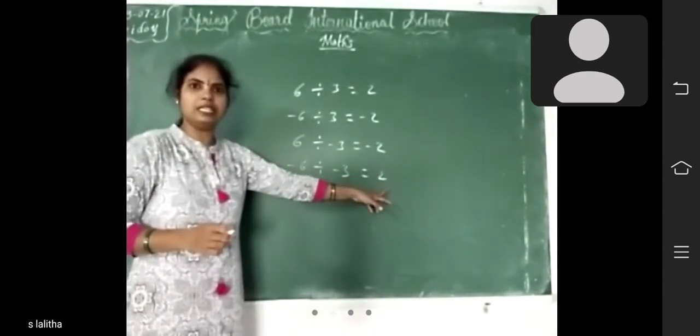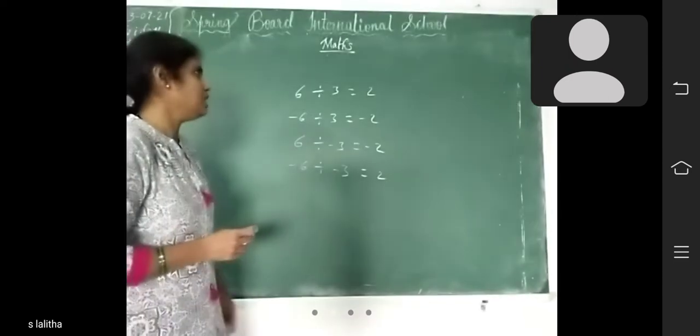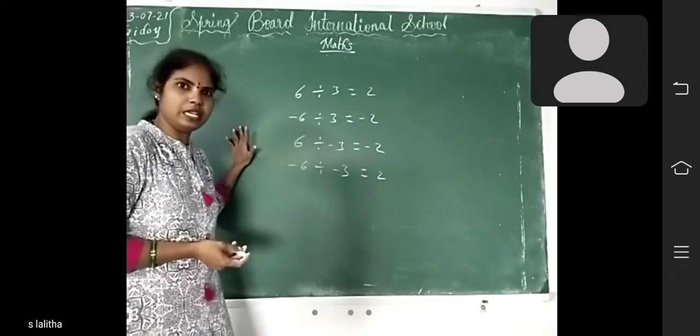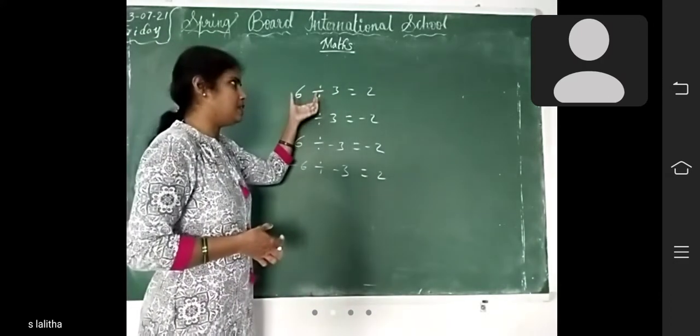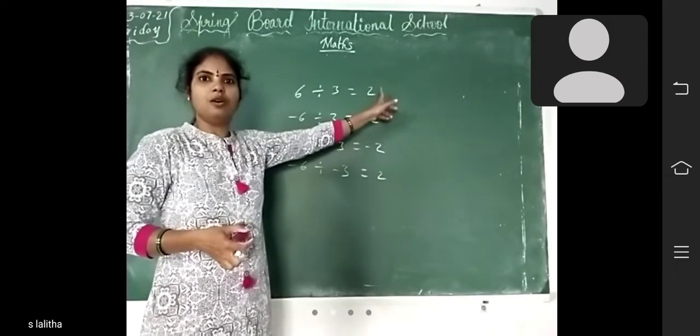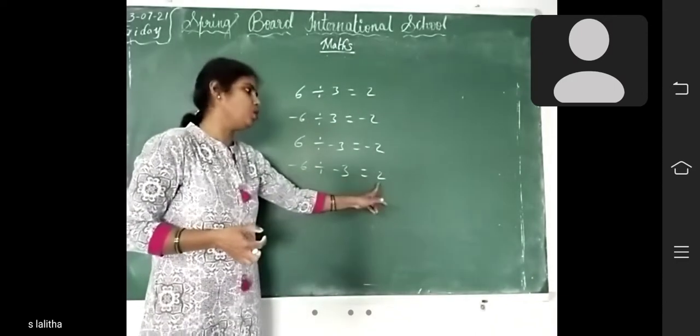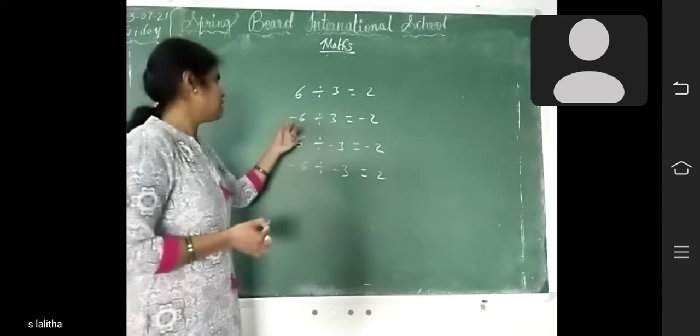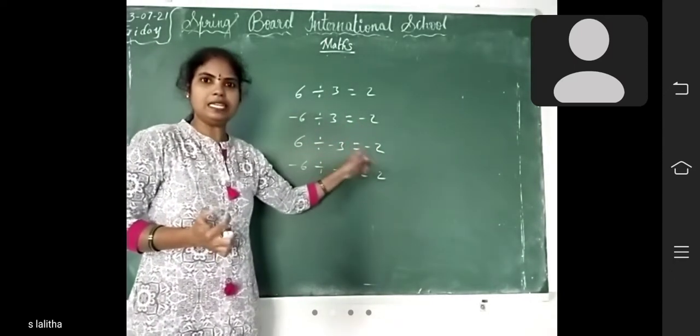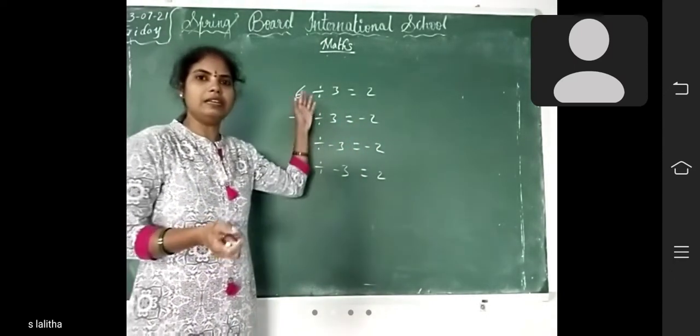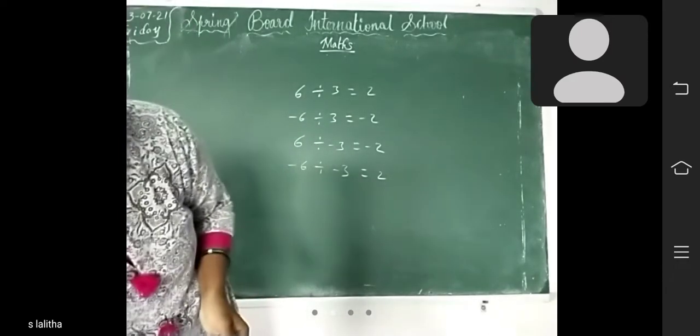So that's why the answer is positive 2. Okay, children. Same as multiplication of integers. If the signs are the same, the quotient is positive. If the signs are different, the quotient is negative. Okay, children, that is the division of integers.